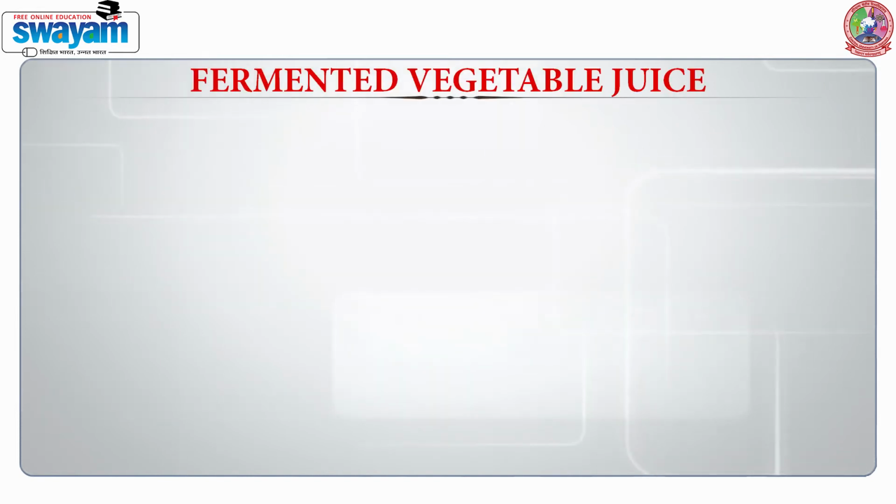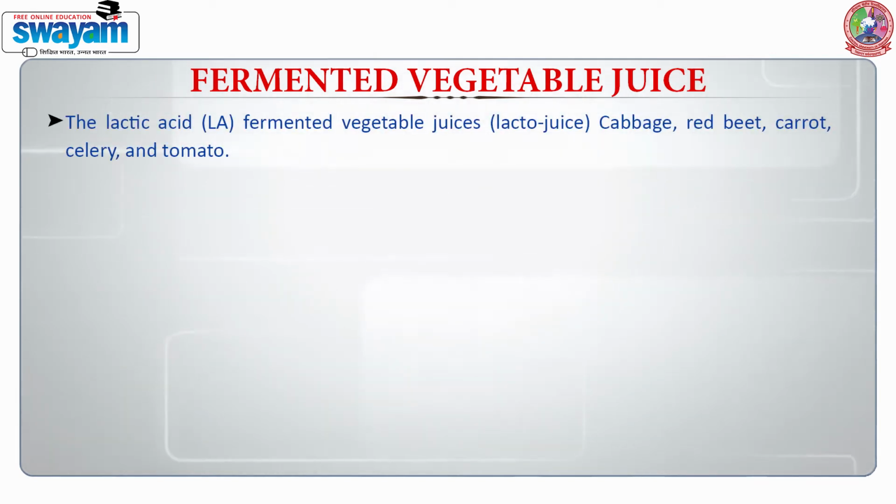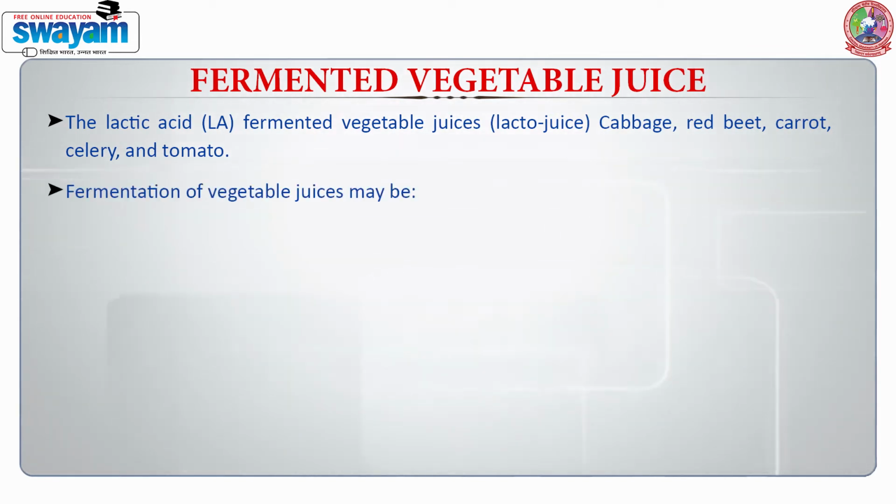Then the other category is fermented vegetable juices. The lactic acid fermented vegetable juices, which are also termed lacto juices, are prepared primarily from cabbage, red beet, carrot, celery and tomato.